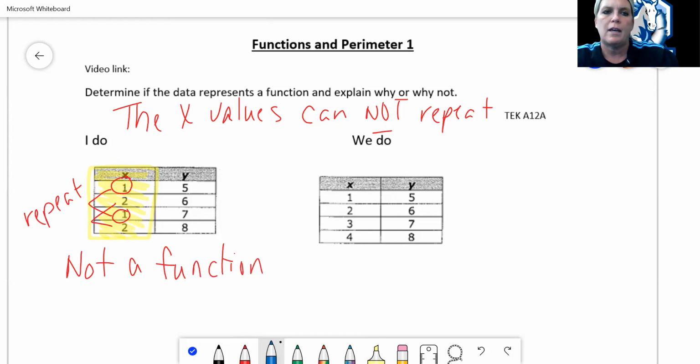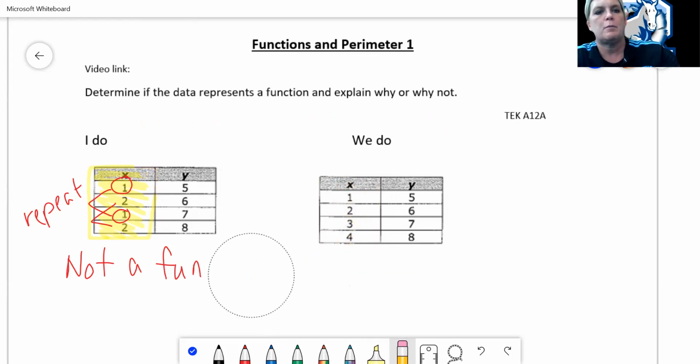Pause the video and look at the second one and see if you can figure out if it is a function or not. As I look at this data, I'm only looking at the x's. With the x numbers, do any of those numbers repeat? They do not repeat. That means that this is a function. I didn't spell function right, but there we go. Okay, so again, you're looking to see if the x numbers repeat.